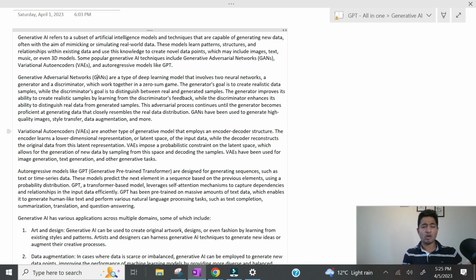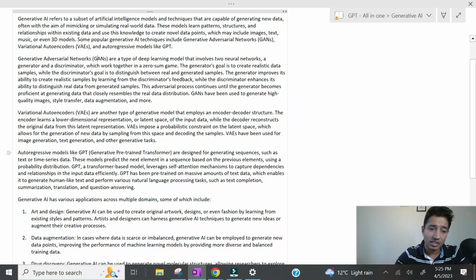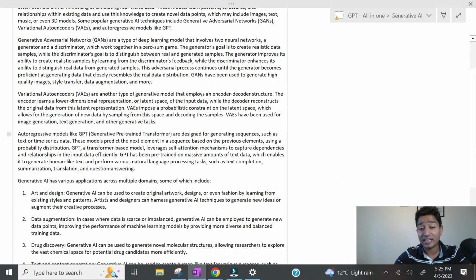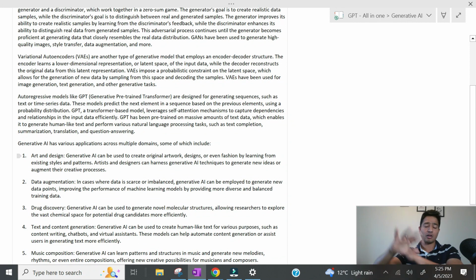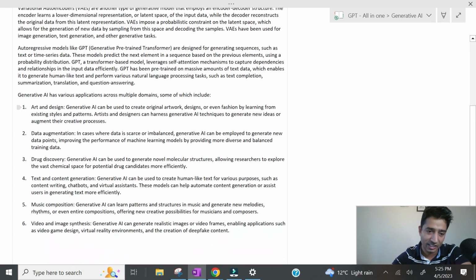The other one, which is not very famous, is called variational autoencoder, a type of generative model that employs an encoder decoder structure. The encoder learns a lower dimensional representation or latent space of the input data, while the decoder reconstructs the original data from the latent representation. Don't worry about it. I'm just telling you that okay, there are other models as well. Now, there are other models like GPT designed for generating sequences such as text or time series data, but I won't be covering GPT in this video because GPT is a whole new video which we're going to be covering in a lot of detail.